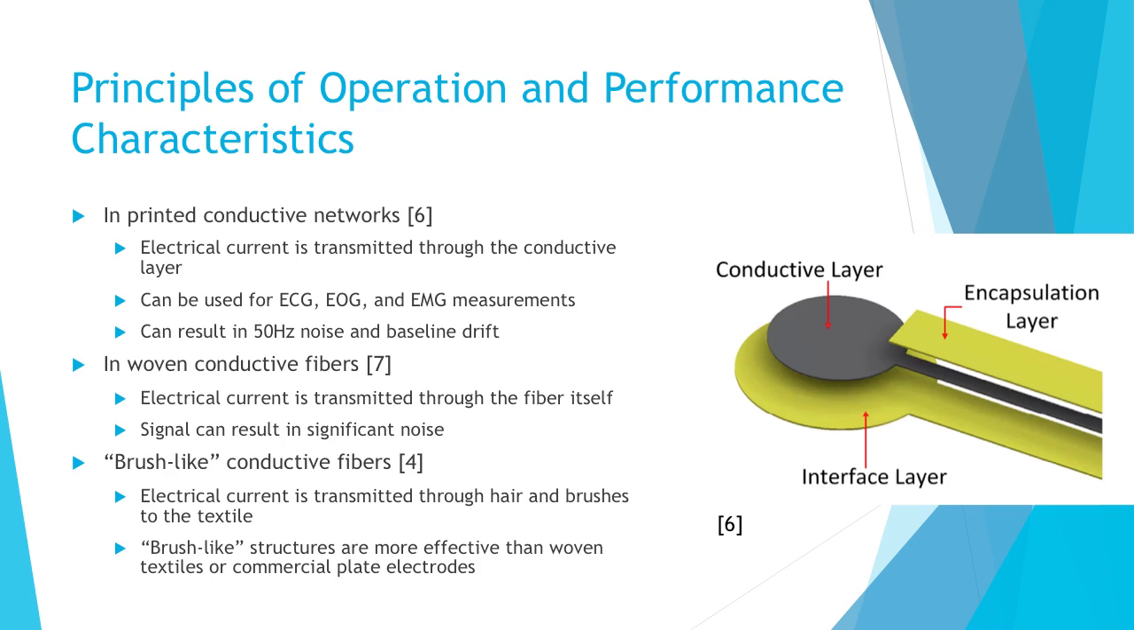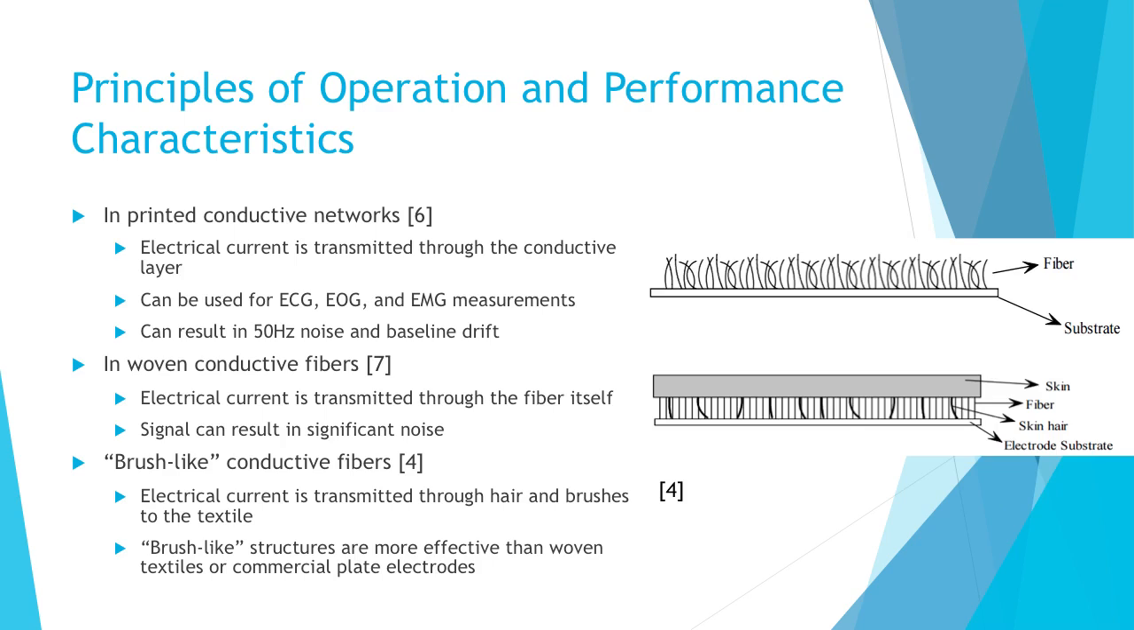The authors found this method also resulted in a 50 Hz noise and in baseline drift, so this method is only applicable in scenarios for which noise and baseline drift can be compensated. And in woven conductive fibers, the electrical current is transmitted through the material itself. Sriram et al. found that while their flexible electrodes were functional, the experimental setup resulted in a significant amount of noise. Fortunately, an appropriate filter can be used to minimize the noise.